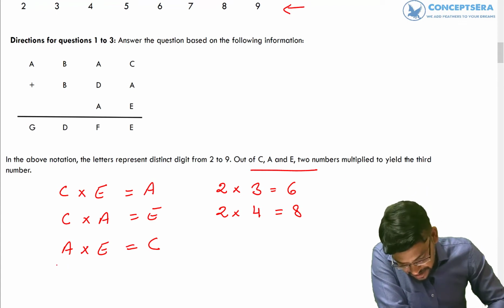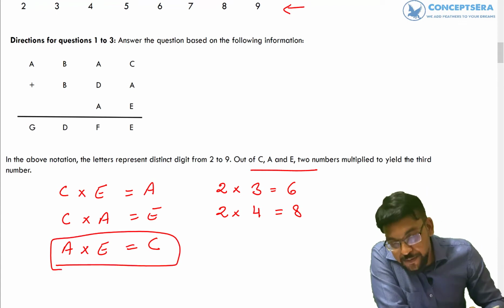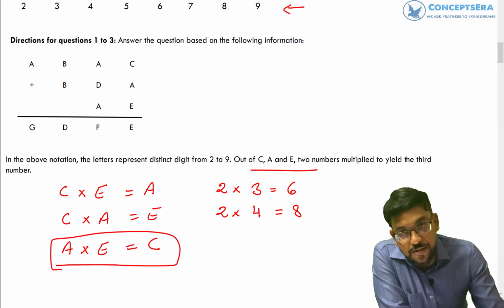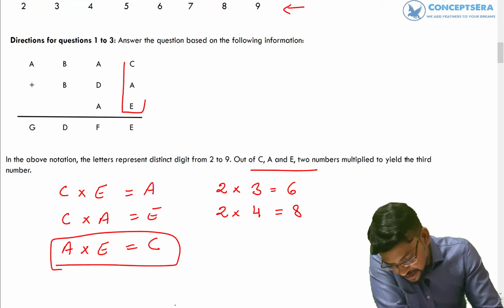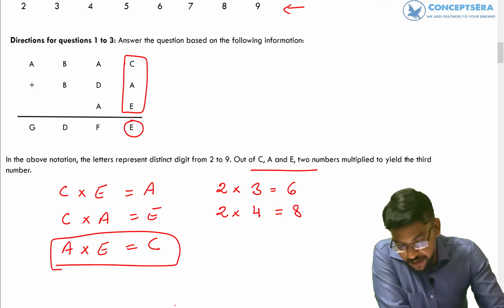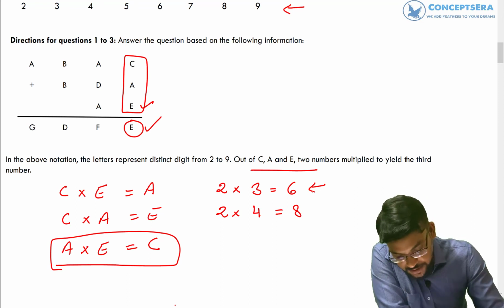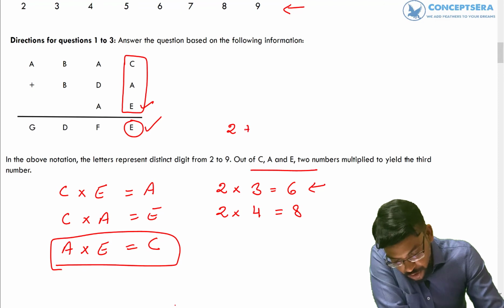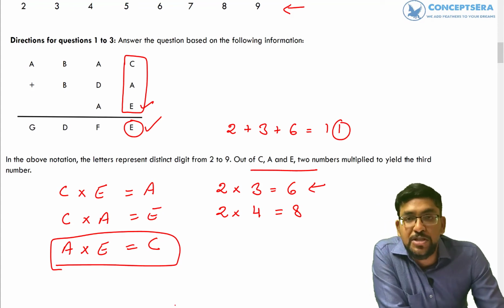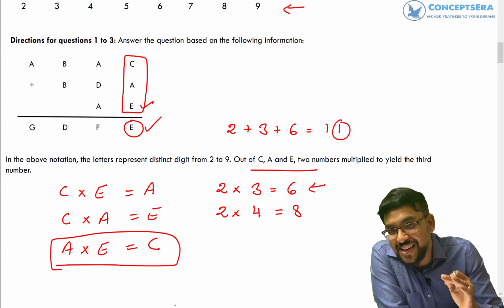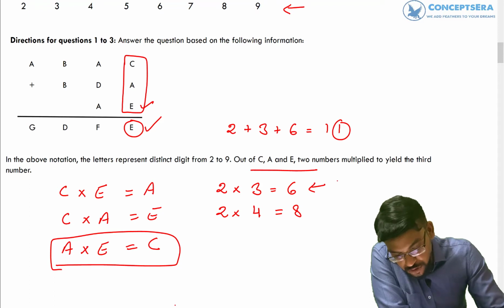Now, if you see the letters here, A, E, C, we have some more information about these letters. When we add these letters, the unit place of this addition is E, which is common here. So if we take the first case, which is 2 into 3 is equal to 6, and add these numbers 2, 3 and 6, it is equal to 11.